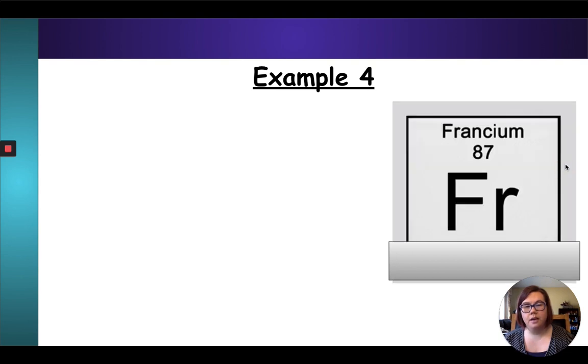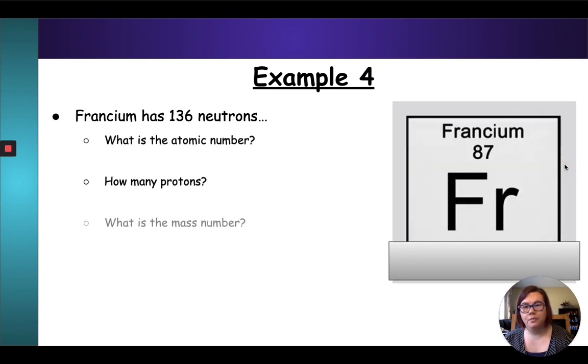We're going to go on to our next example here. Same questions as this last one. So we're looking at francium, and I tell you that francium has 136 neutrons. So still you're looking for that atomic number, protons, and electrons. And now you've got to find the mass number. So again, take a second, pause the video, and try to figure those out on your own.